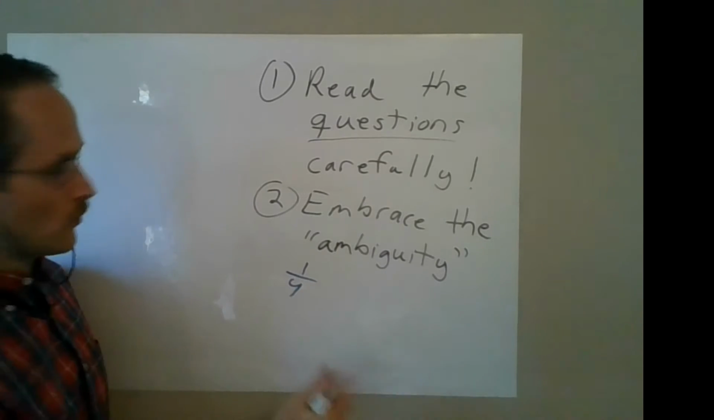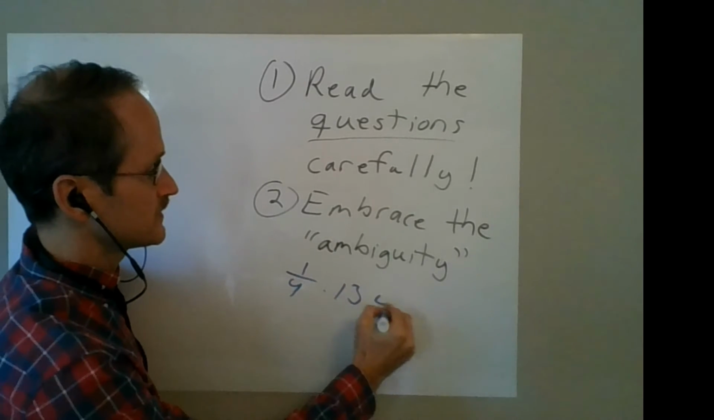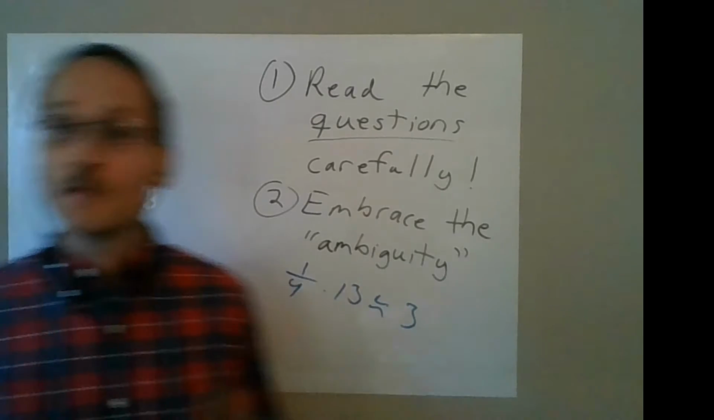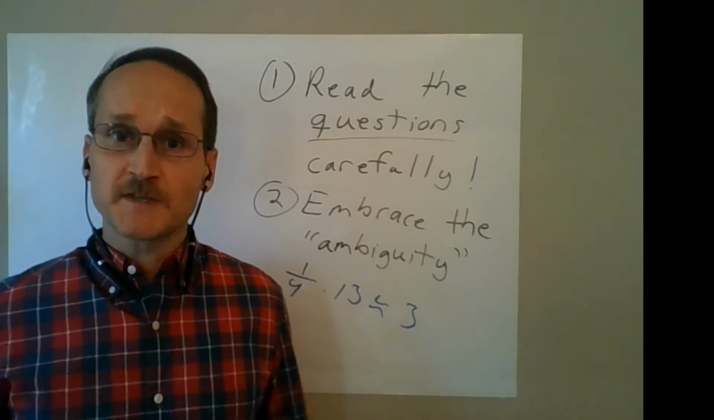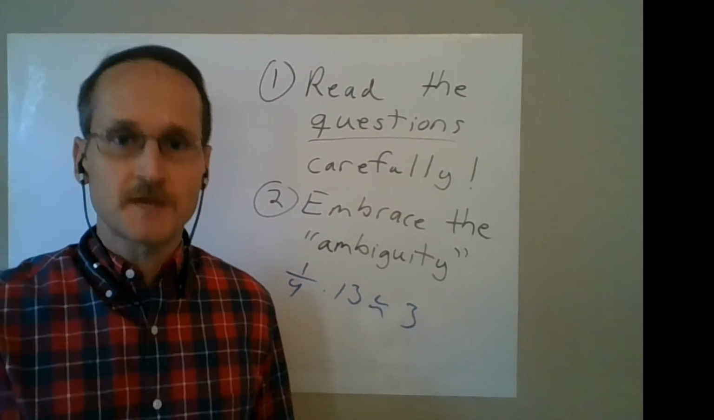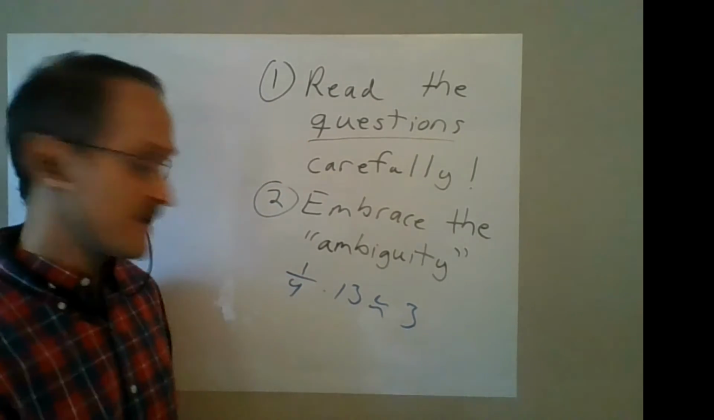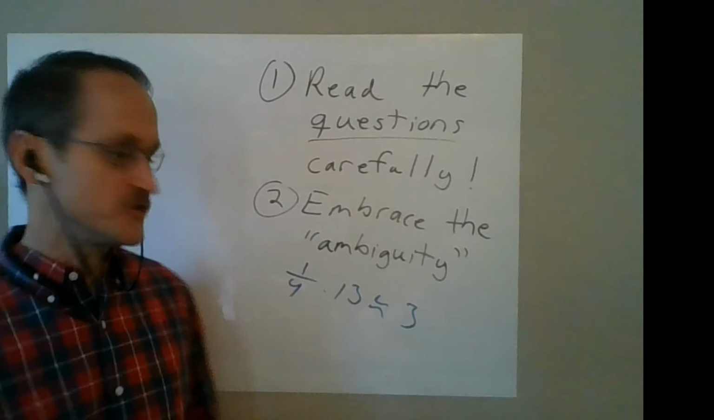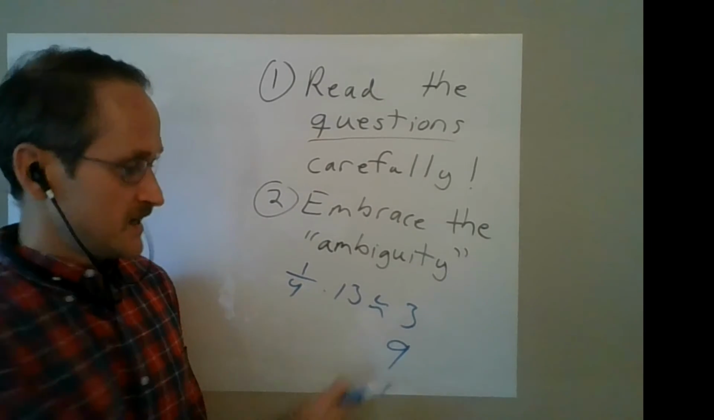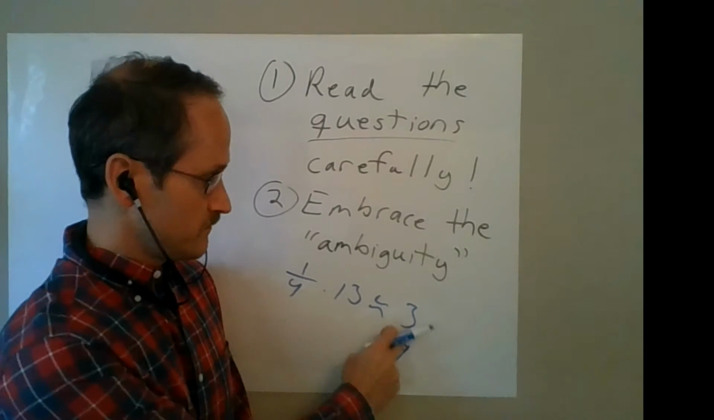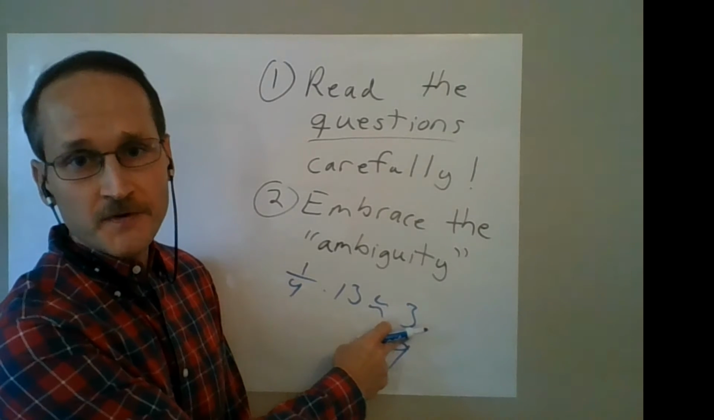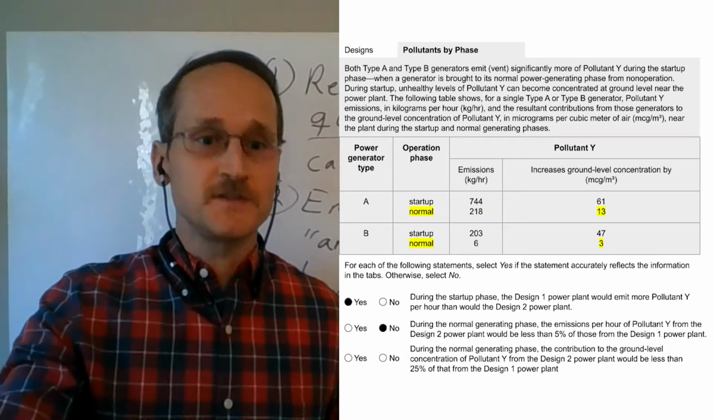25%, 1/4 of 13 is about 3, a little bit bigger than 3. So you might mistakenly select yes here, comparing type A to type B, but we have to multiply the 3 in the table by 3 to account for the 3 type B generators. 9 is bigger than this number that's a little bit bigger than 3. So again, the answer here is no.